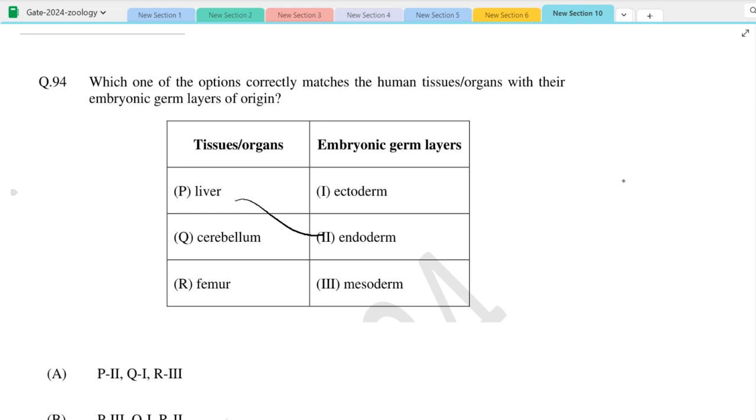Since it's a highly internal organ, usually it's from the endoderm. The cerebellum is from the ectoderm, and the femur is from the mesoderm. So the correct answer here is option A, that is P2, Q1, and R3. Okay, moving on to the next question.